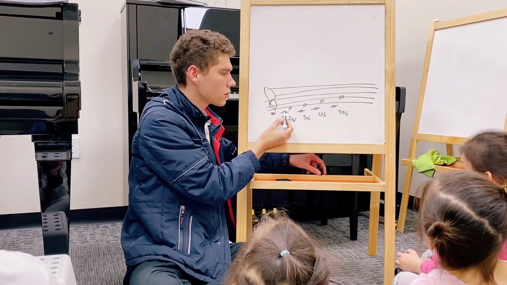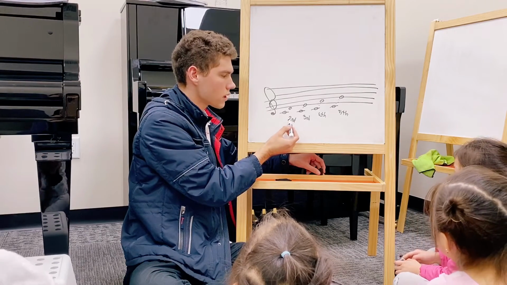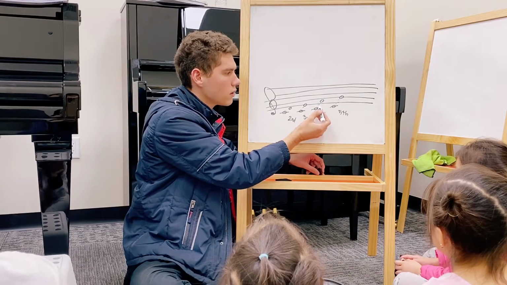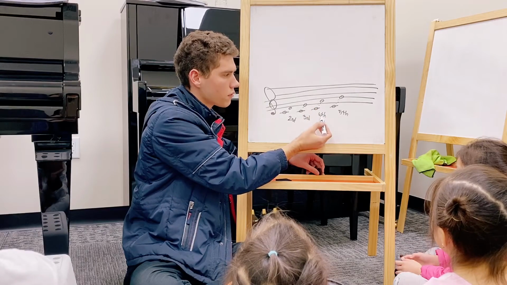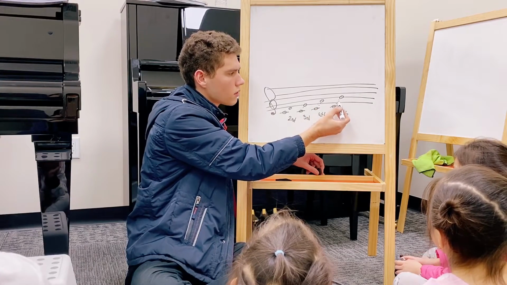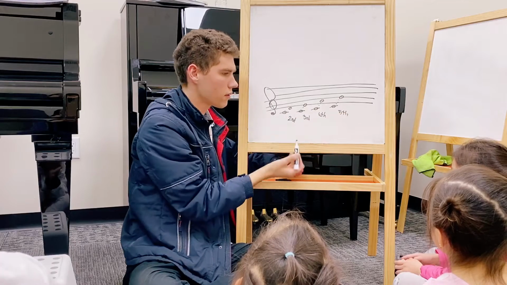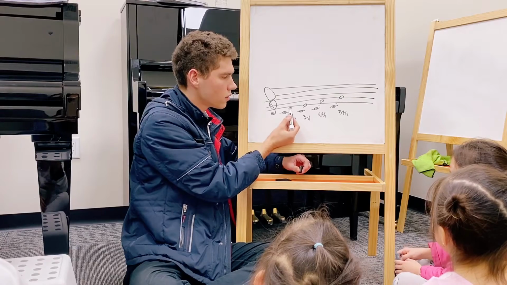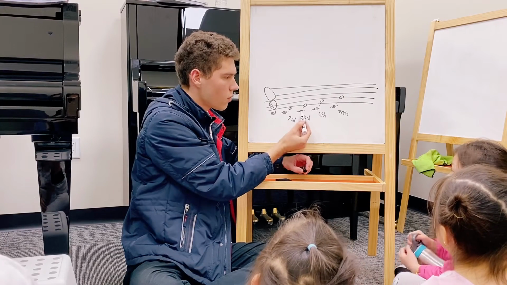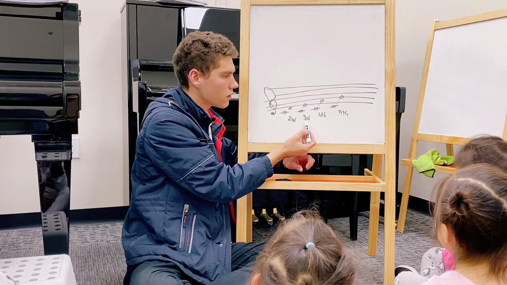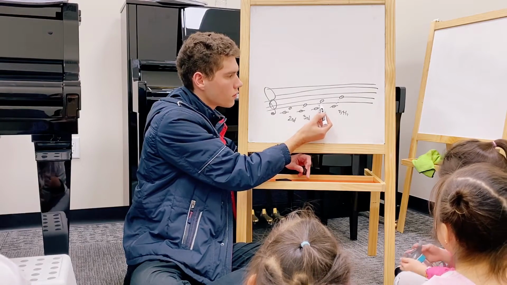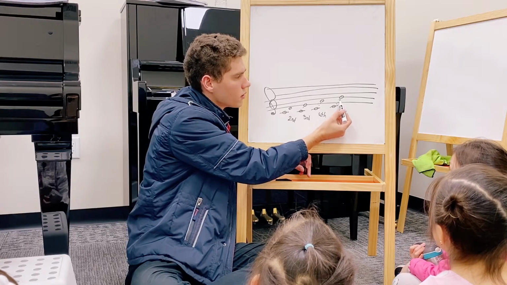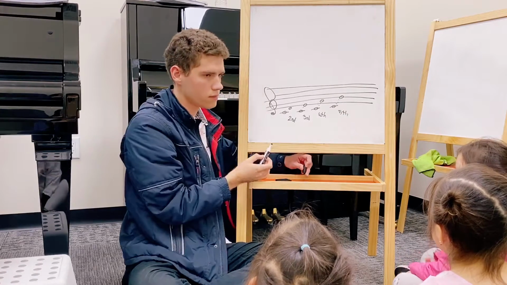Okay, let's start one more time from the beginning. 1, 2, that's a second. 1, 2, 3, that's a third. 1, 2, 3, 4, that's a fourth. 1, 2, 3, 4, 5, that's a fifth. Good, let's do it one more time from the beginning. Ready? 1, 2, second. 1, 2, 3, third. 1, 2, 3, 4, fourth. 1, 2, 3, 4, 5, fifth.